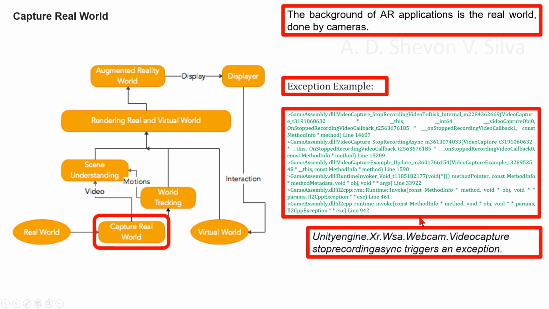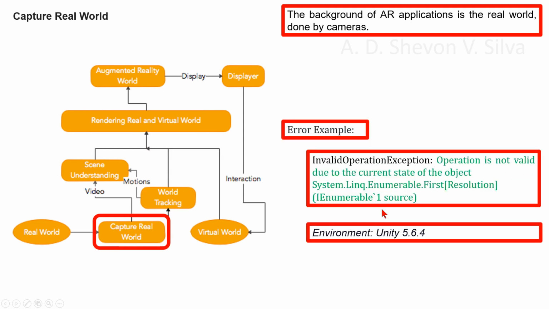as an exception example, we can consider this UnityEngine.XR.WSA.WebCam.VideoCapture StopRecordingAsync triggers an exception in GameAssembly.dll, VideoCapture_StopRecordingVideoToDisk_Internal, etc.